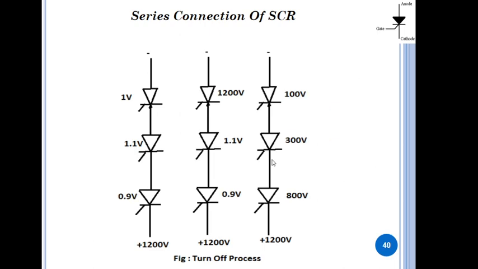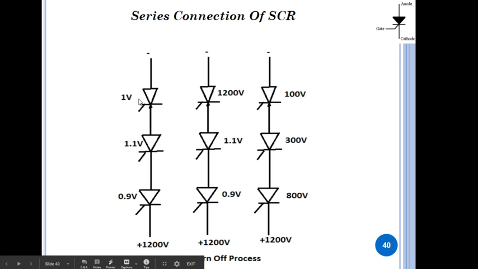Now let us move to the turn off process of SCR. Again we are considering the same string, and whenever we want to turn off the SCR we apply the reverse voltage across the string. Here plus 1200 volts is applied to the cathode side, and the negative terminal of the battery is connected to the anode side. So we are applying the reverse voltage here.